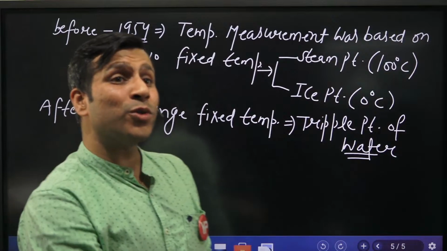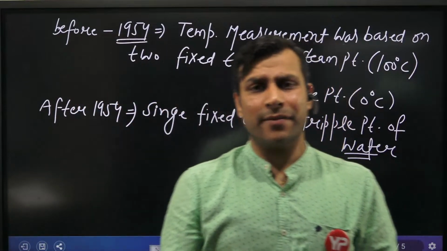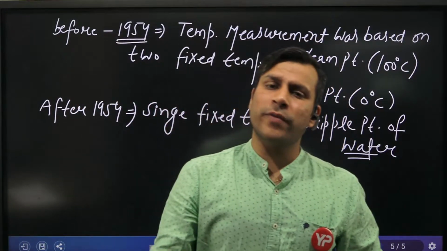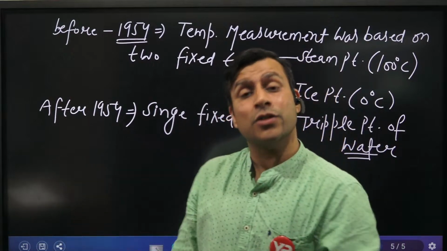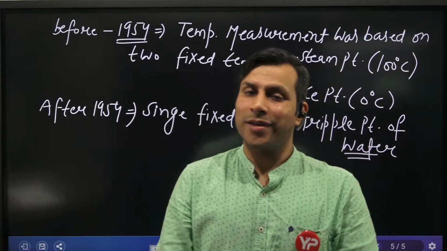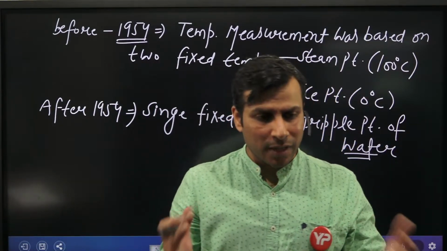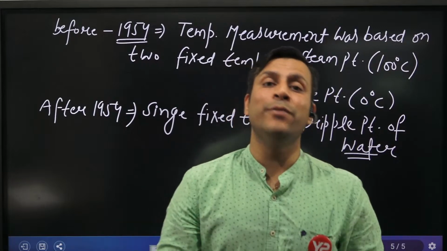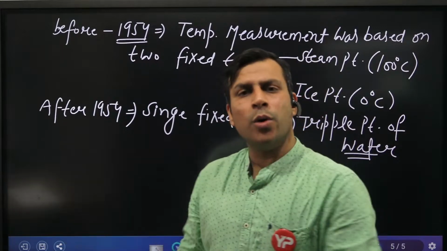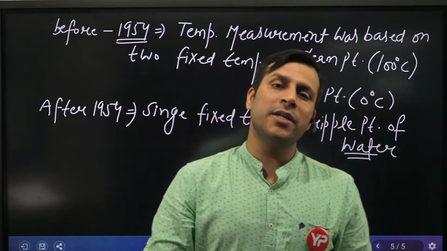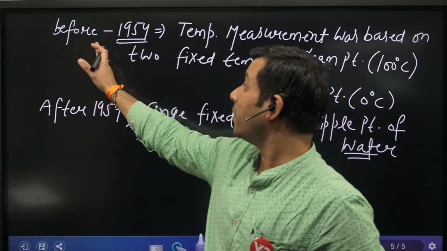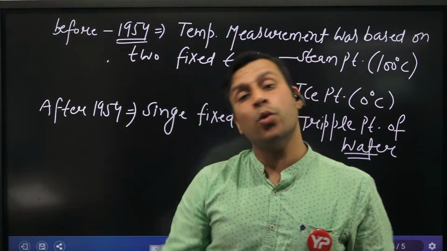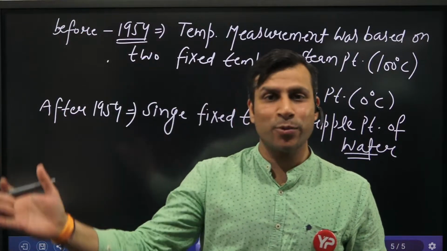Now look, why do we use this? You need to take a reference, guys. You can take the reference of anything, but they have taken the reference of water, because water and air are the substances we mostly deal with. And we could very easily define the ice point and steam point before 1954, those two fixed temperatures for water only.